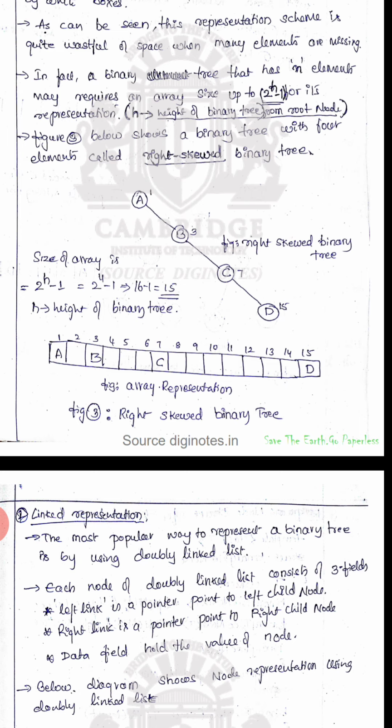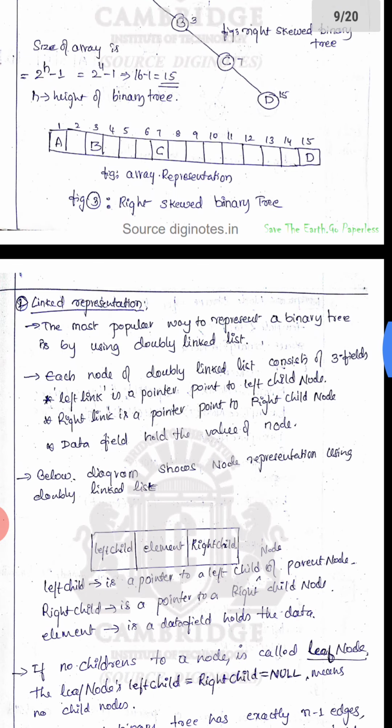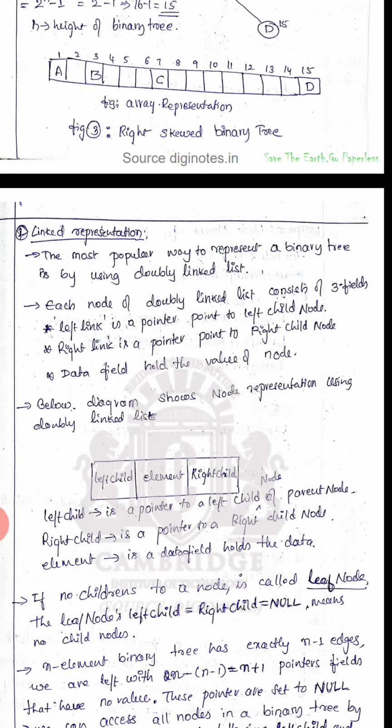Only 4 elements. A will be stored in the first location, B in the third, C in the 7th location, D in the 15th location, and the remaining locations are left free. So what we can understand from this is that whenever the elements are missing, that memory will be left free and the memory will be wasted. In order to solve this problem, we can represent the binary tree using linked representation, that is nothing but a linked list.